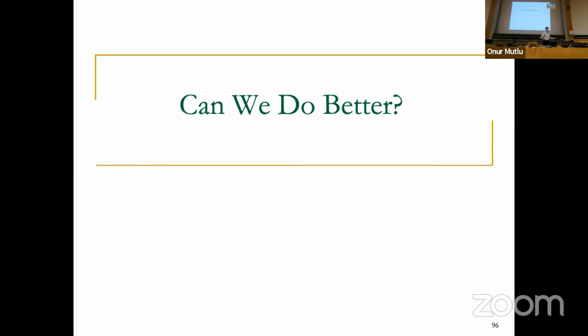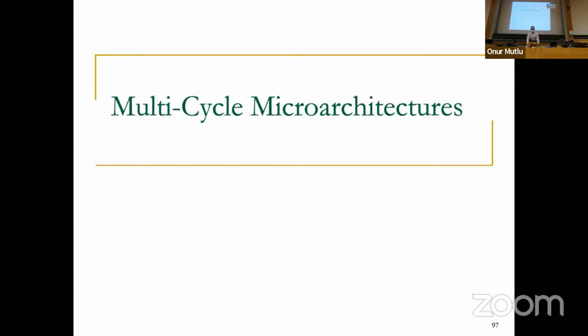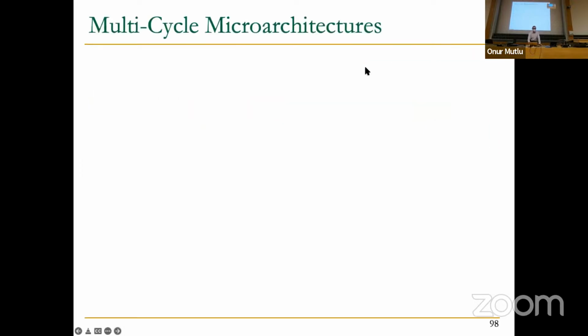This is how science and engineering also works, actually. You always ask this question, can we do better? You never are satisfied with the status quo. Status quo gives you this. Your question always is, can I do better? Okay, let's take a look at it. And that's where basically multi-cycle microarchitectures is one way of doing better, but it comes with its own trade-offs also.